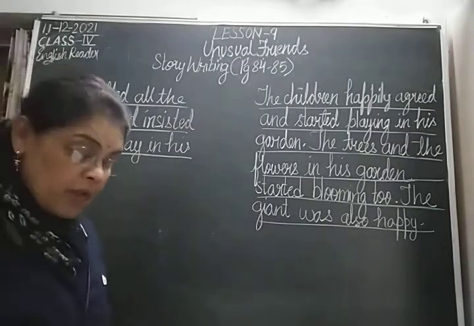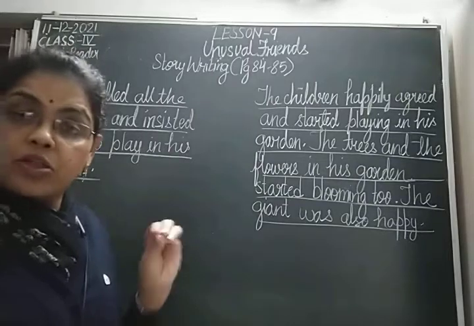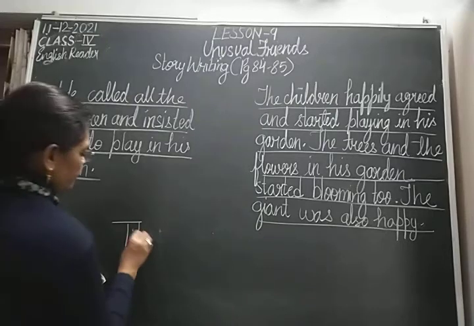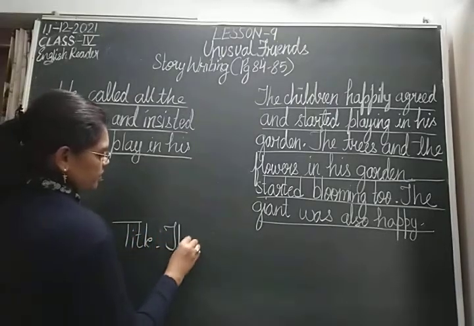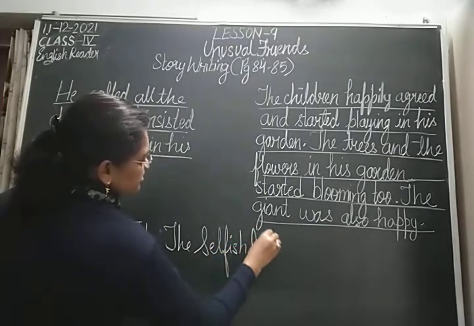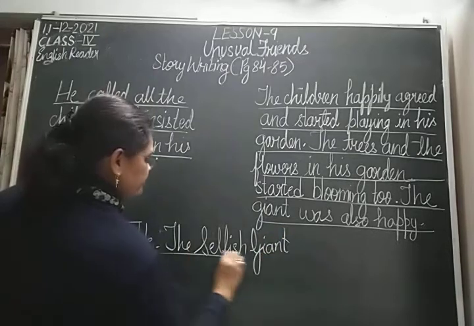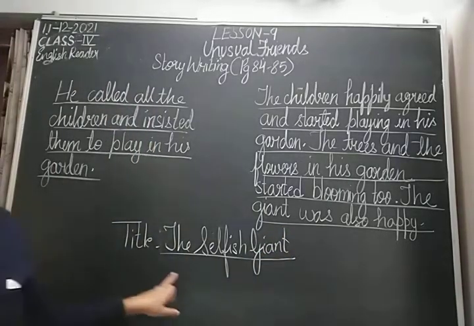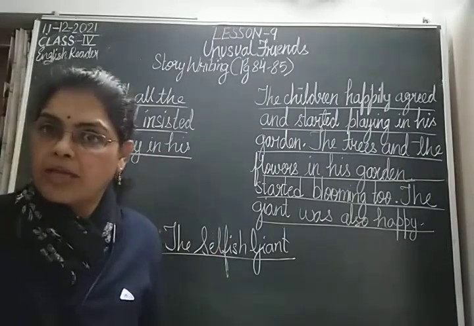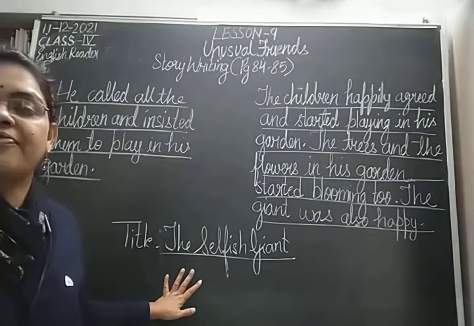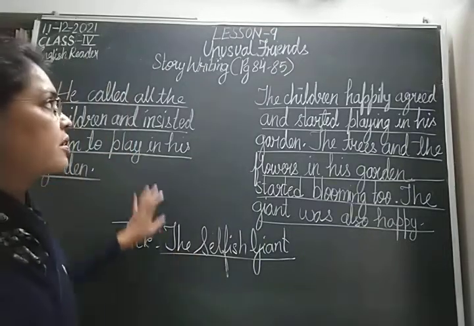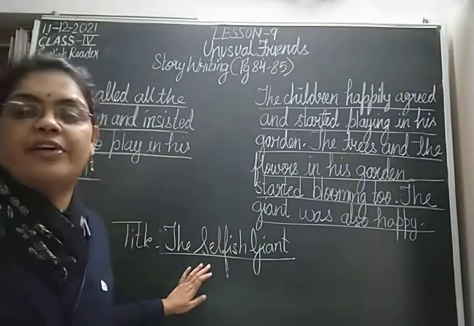Now one more thing left. अभी हमें स्टोरी का एक टाइटल देना है ना. सो इसका टाइटल होगा स्टोरी का, we'll write the selfish giant. We'll give this title the selfish giant. Title is the heading of the story. हमको स्टोरी का नाम देना होगा. तो क्या हमने नाम दिया? The selfish giant. So with this children, we have completed our lesson 9, Unusual Friends.